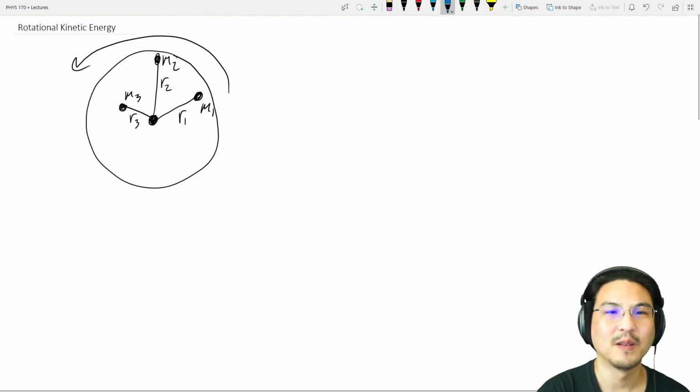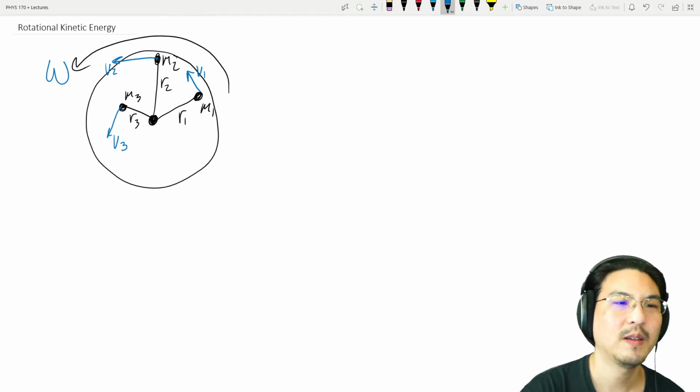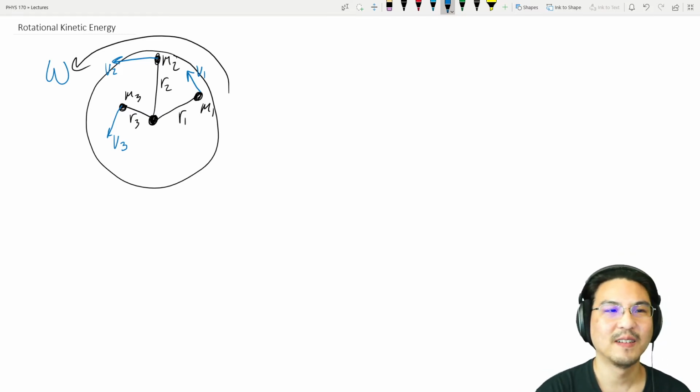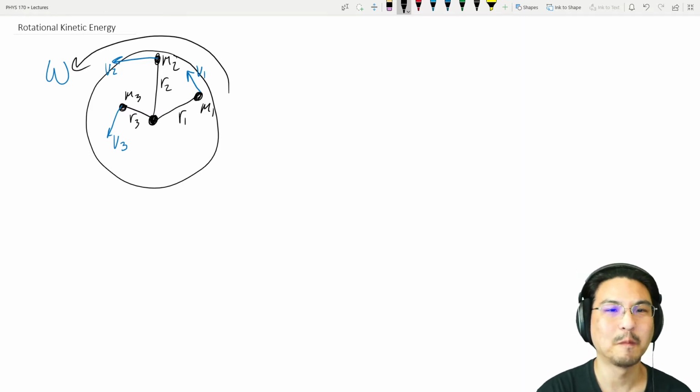So then mass 1 will be traveling like this, mass 2 will be traveling like this, tangent to the path, mass 3 like this, tangent to the path. This is some angular velocity, omega. Okay, so what's the kinetic energy? We just add up the kinetic energy for each of the 3.